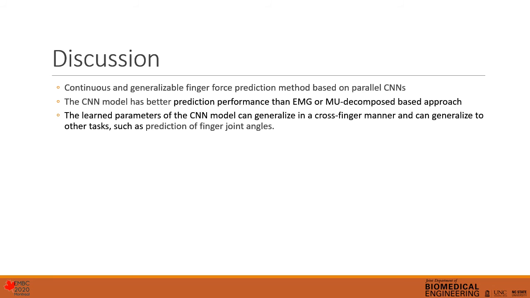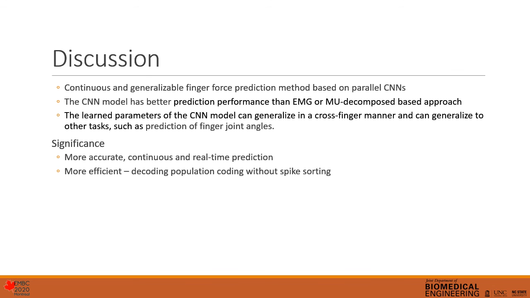Additionally, a key setting of our model is that the discharge frequency is set as the training target of the CNN, instead of directly training on forces. Because the training on the discharge frequency can enable the model to be generalizable to other tasks, such as the prediction of individual finger flexion forces or finger joint angles.